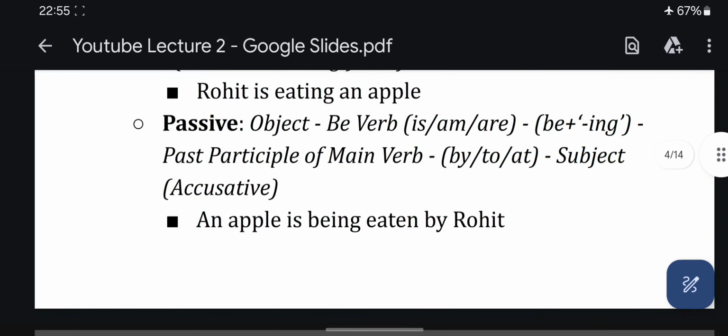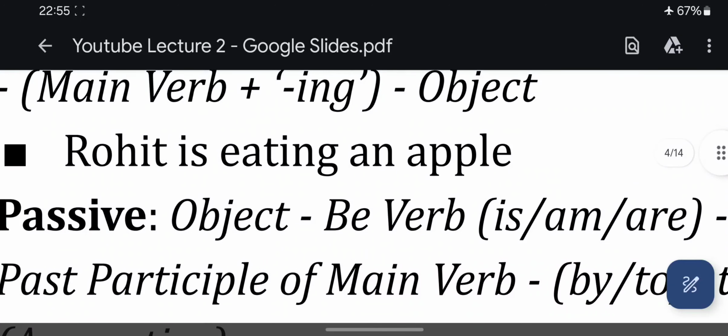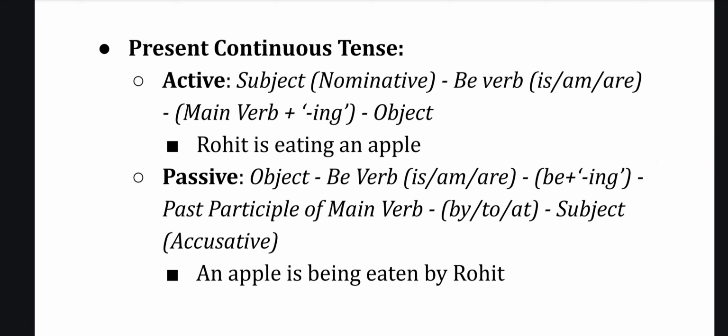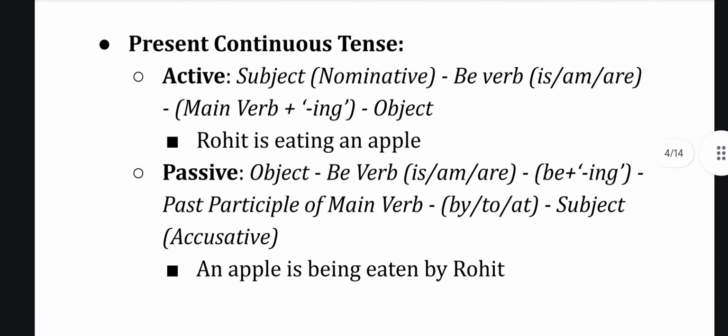Okay. Then I need to write the past participle form of the main verb. So eating becomes eaten, because the basic verb is eat, and the past participle form of eat is eaten. So an apple is being eaten, then followed by a linker, by, and the subject becomes the object, Rohit. Okay.